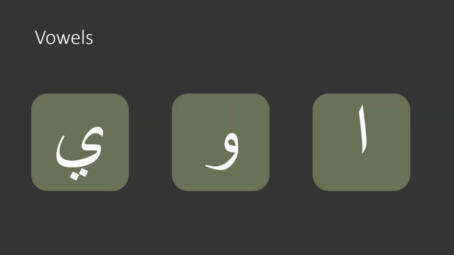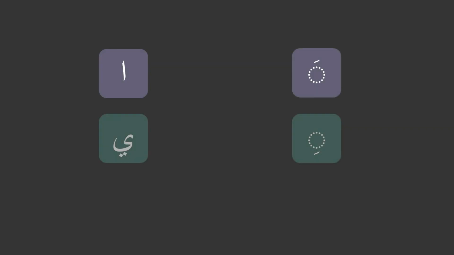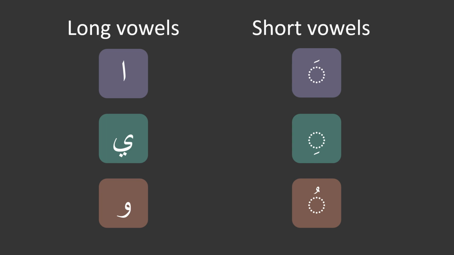Can you remember the Arabic vowels which were covered in the previous lesson? Arabic vowels are alif, waw, and ya. As you may have noticed, the pronunciation of fatha is quite similar to alif. Kasra is to ya, and dhamma is to waw. So, what is the difference? Letters alif, waw, and ya are often called long vowels because when pronounced after a consonant, they take a longer duration than the shorter vowels.